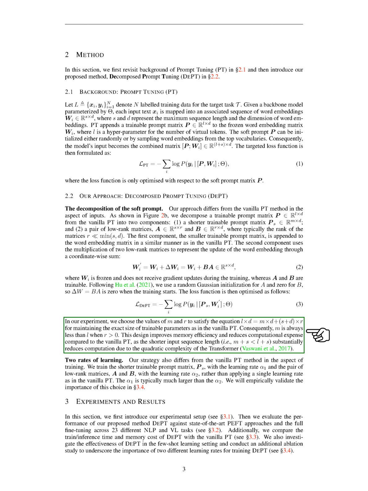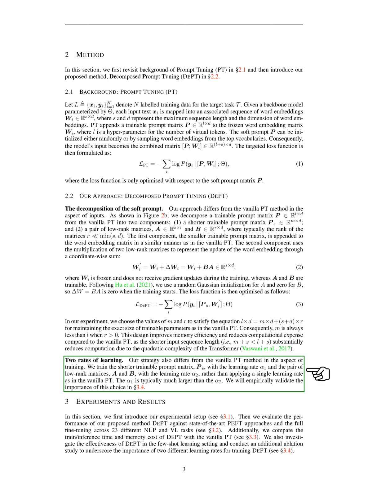Our training strategy also differs from the standard PT method. We train the smaller trainable prompt matrix and the pair of low-rank matrices at different learning rates, rather than using a single learning rate as in the standard PT. The learning rate for the smaller matrix is typically much larger than that for the low-rank matrices. In the following sections, we will present our experimental setup and results.